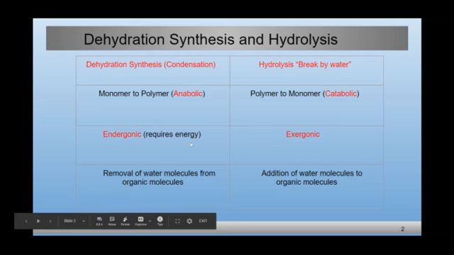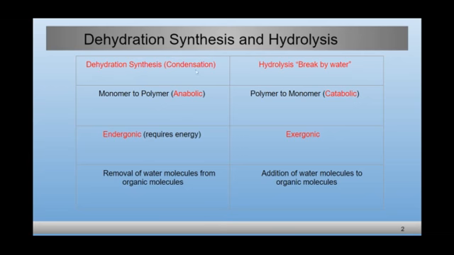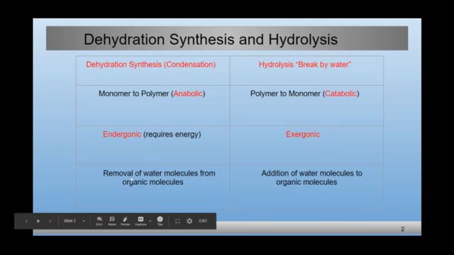I think this table really summarizes the information well between the two. Dehydration synthesis is also called condensation, and in this process we go from a monomer to a polymer. So we are making the molecule bigger. This is called an anabolic reaction because it is becoming larger in size as you're adding more and more monomers to it. It is also an endergonic reaction because it requires energy, and it's characterized by the removal of water molecules from these organic molecules.